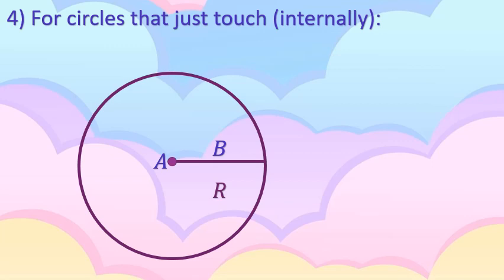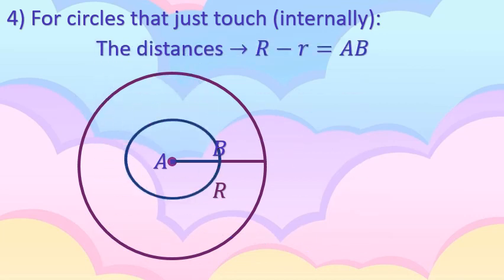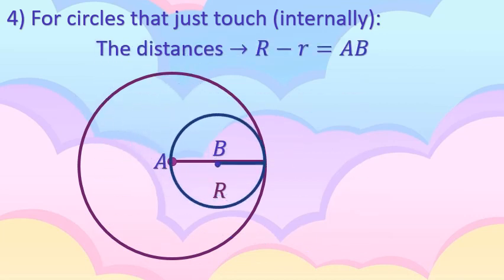Last but not least, what if the circles just touch each other, but now it's happening internally? In other words, the baby blue circle pops onto the inside of the big purple circle. Let's have a look. The purple circle center is A, while the blue circle center is still B. The purple circle's radius is capital R, while the blue circle's radius is still baby r. If we get the distance between the centers, it would be this tiny segment AB.